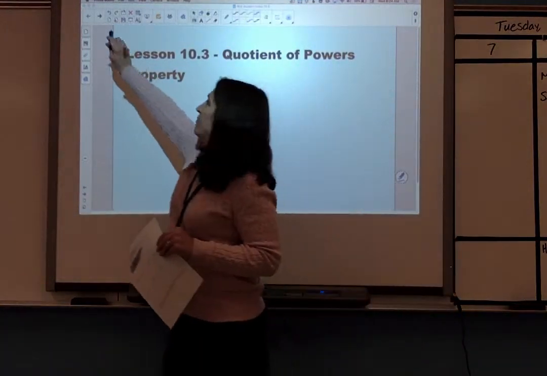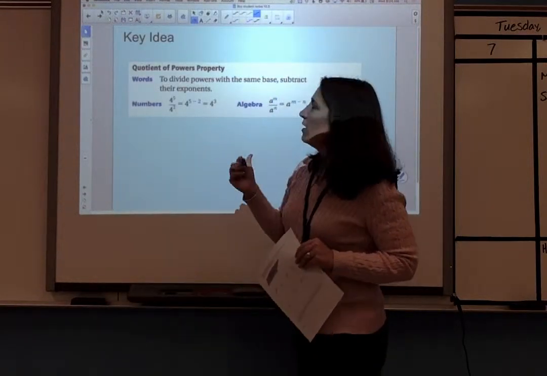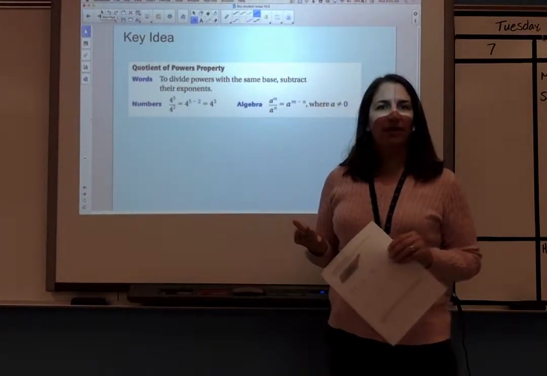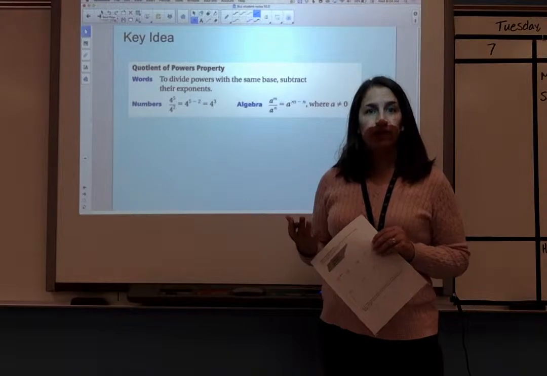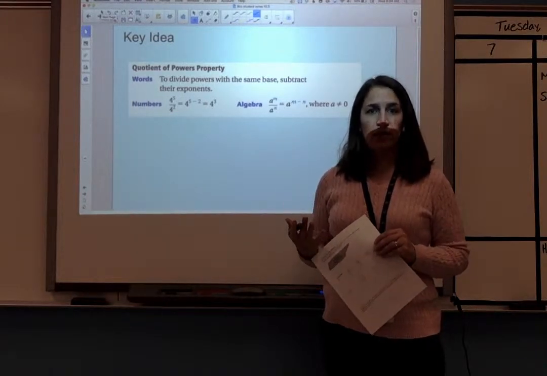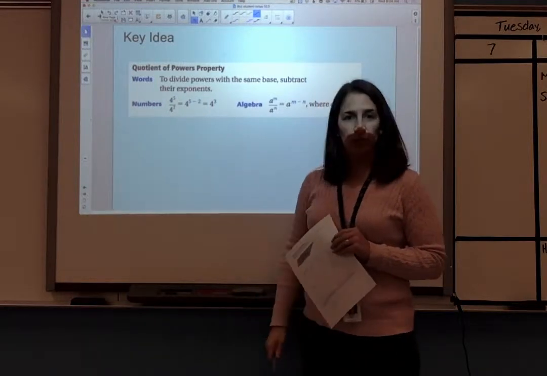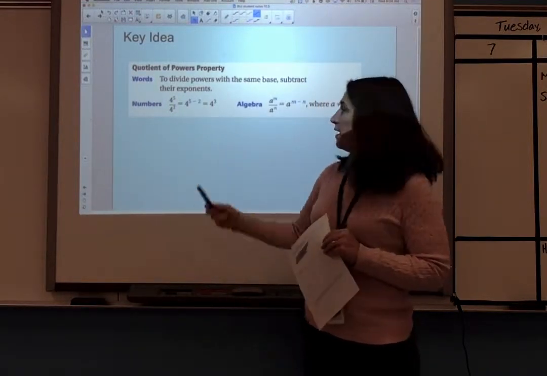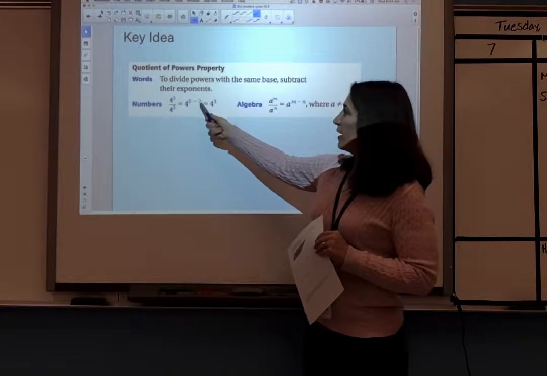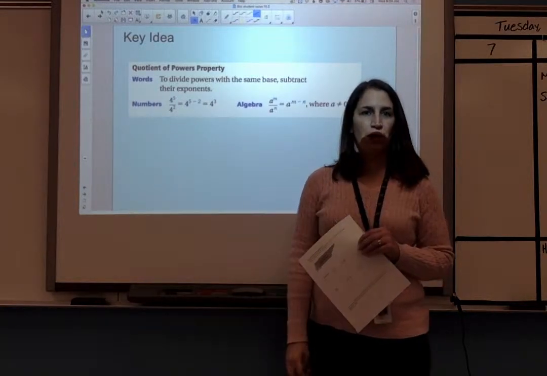So let's start by defining that property. The quotient of powers property tells us that to divide powers with the same base, we'll just subtract their exponents. So here we have 4 to the 5th power divided by 4 to the 2nd power. That's going to be 4 to the 5 minus 2, or 4 to the 3rd power.